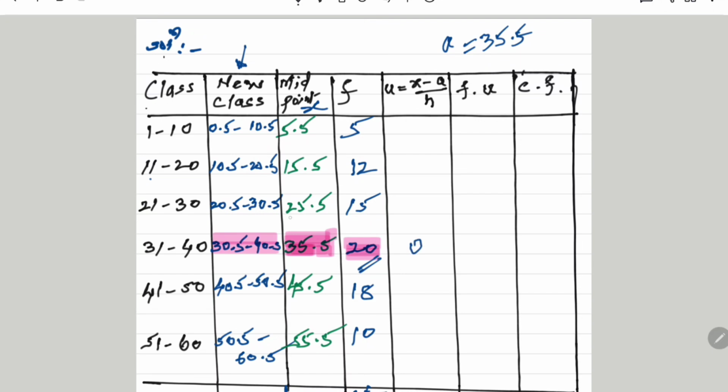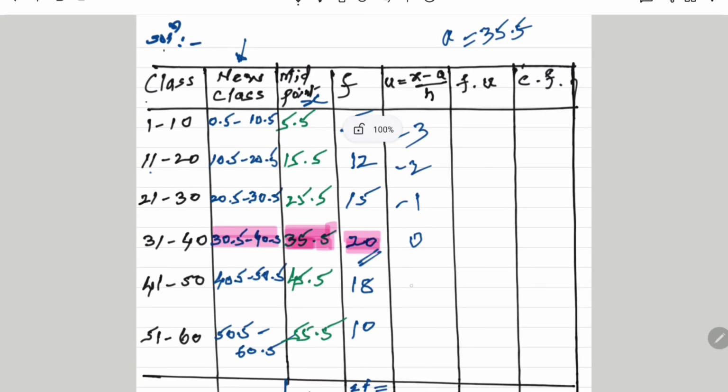Next one, 25.5 minus 35.5, it is minus 10. By 10, we get minus 1. Then, on the upper side, we decrease it by 1. Therefore, minus 1, we get minus 2. Then, minus 2, minus 1, we get minus 3. Therefore, values are 0, minus 1, minus 2, minus 3. And on the lower side, we get 45.5 minus 35.5 as 10 divided by 10. We get the first one as 1 and then increase it by 1 for the remaining values. Therefore, 1 plus 1 we get 2. We can write down directly or we can perform the calculation to get the values of u.